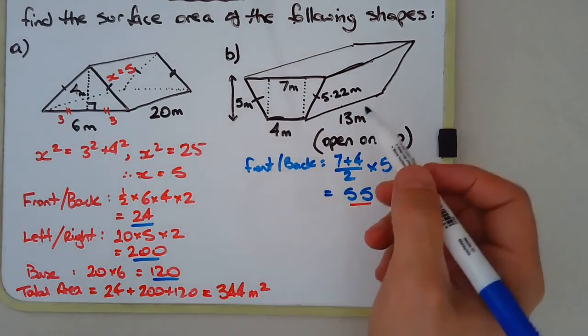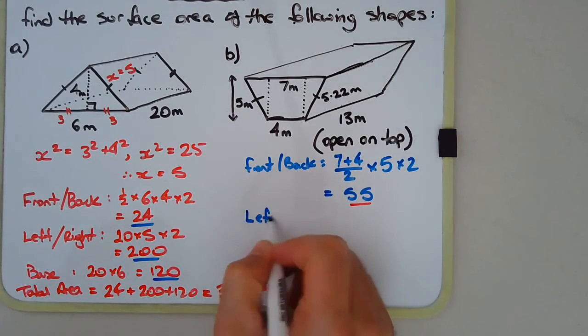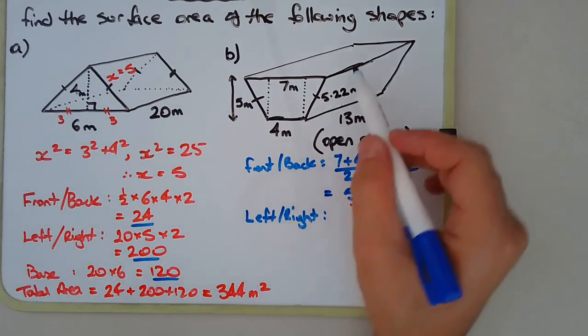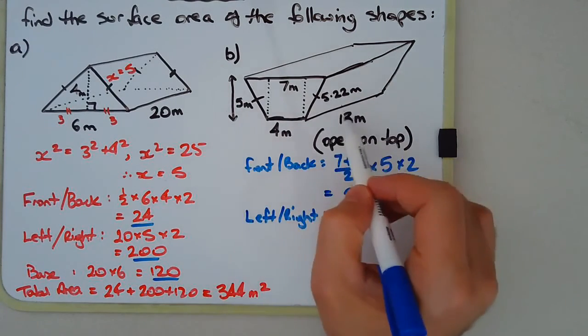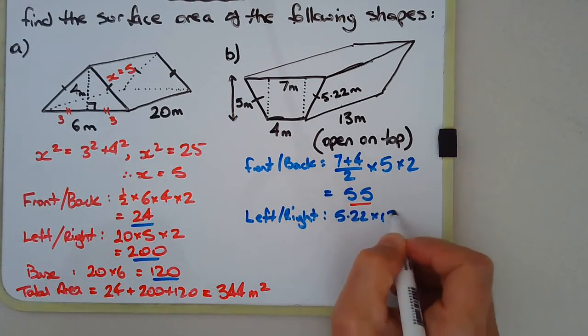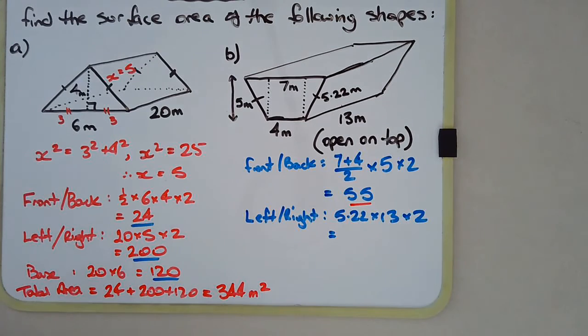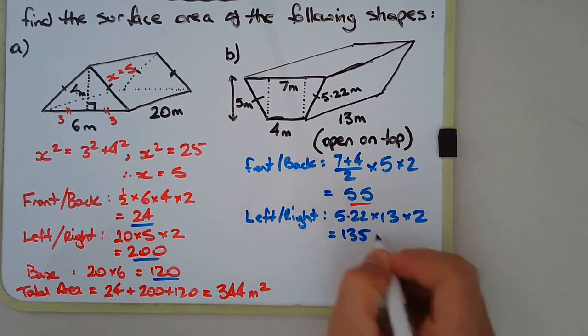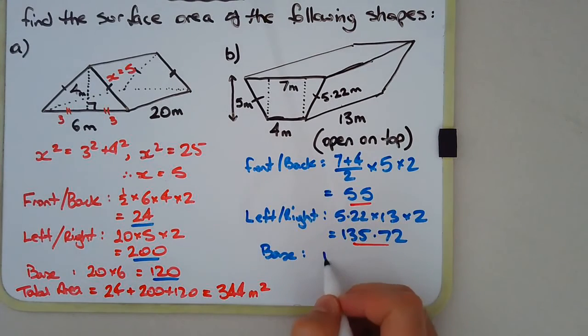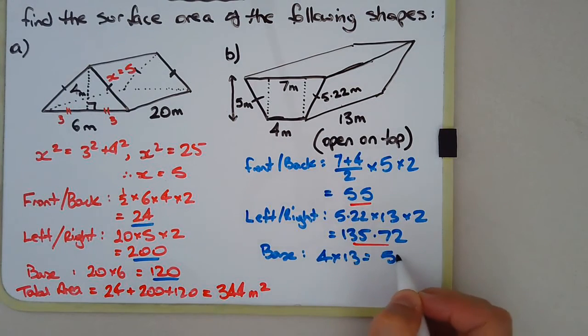Now we've got left and right. Again, a bit like the last example, but just a different shape, and it just has one side missing. So left and right are identical. 5.22 times 13. So that's that rectangle here. 5.22 times 13, and we've got 2 of those rectangles. So typing that in, 5.22 times 13 times 2, we've got 135.72. And lastly, we have the base, which is 4 times 13, which equals 52.